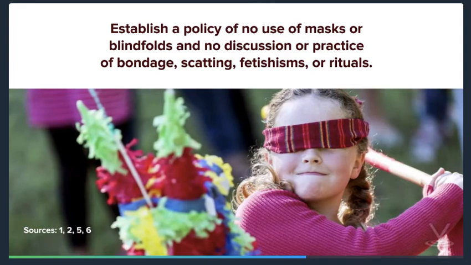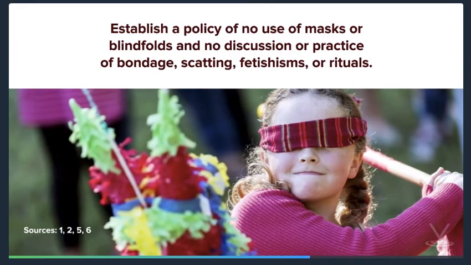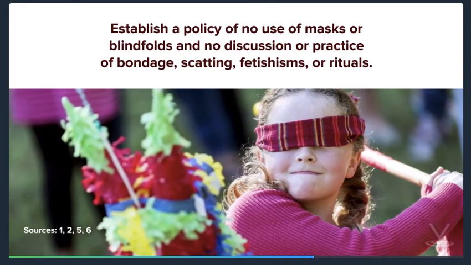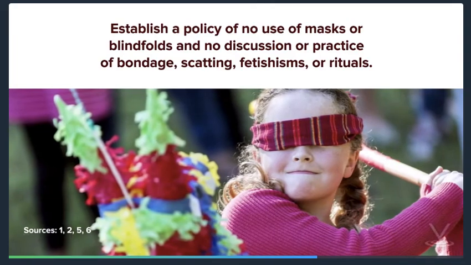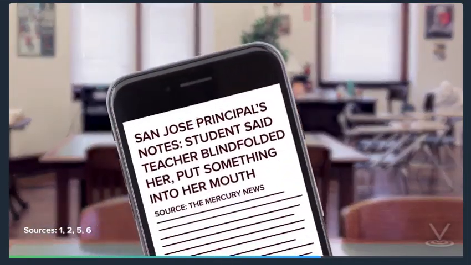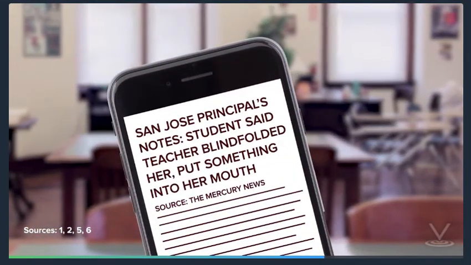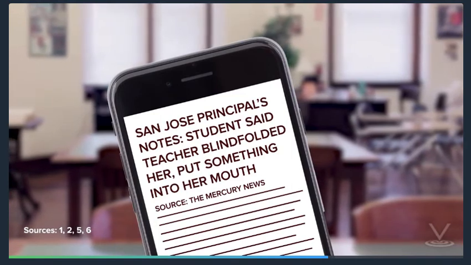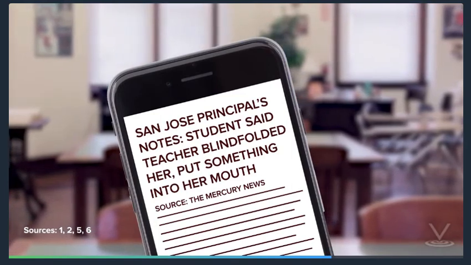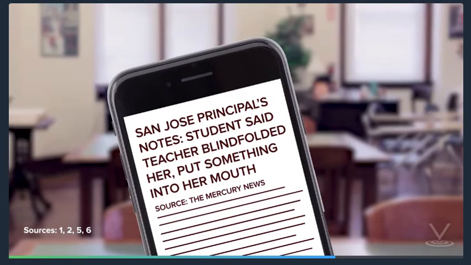Establish a policy of no use of masks or blindfolds, and no discussion or practice of bondage, scatting, fetishisms, or rituals. While we would like to think that the preclusion of this type of behavior would be obvious and not need to be documented, we've had multiple cases in recent years of sexual abuse that included blindfolding children and bondage on school campuses right here in California.